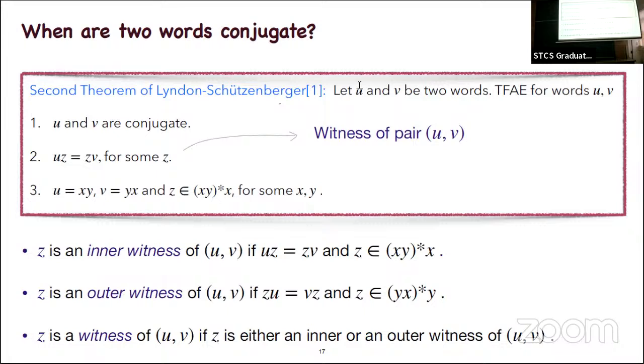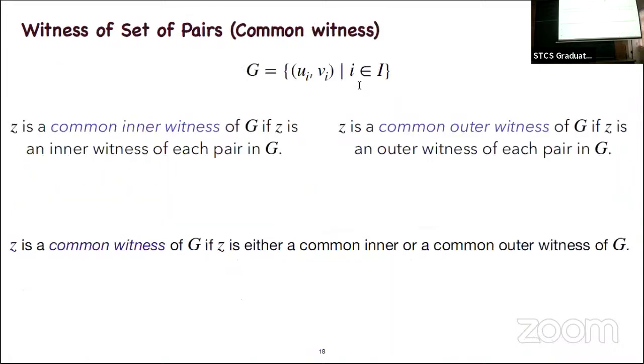One of them. In fact, from this you have many things. Whenever I am given a pair of conjugate words, there is an inner witness and there is an outer witness. There are infinitely many inner witnesses and infinitely many outer witnesses, because I have a whole expression of witnesses here. I take X, XY star X, and so I have infinitely many inner witnesses. And we will see that this is not the case for sets.